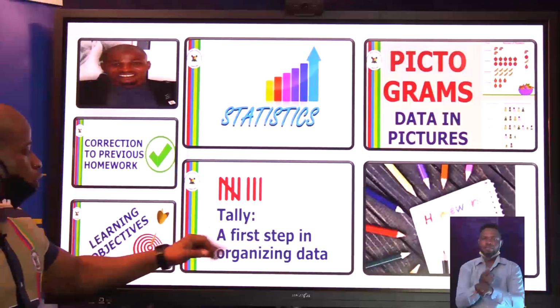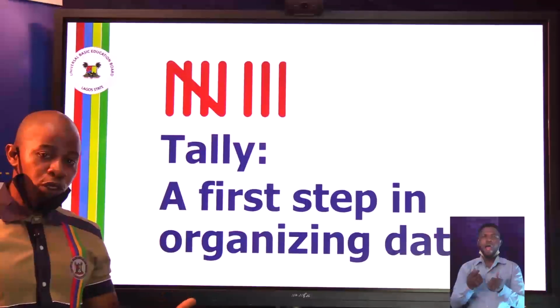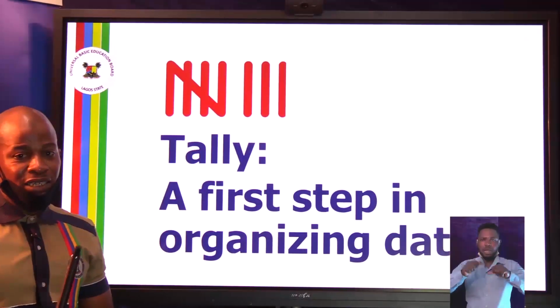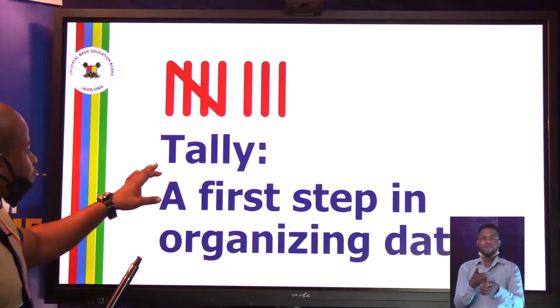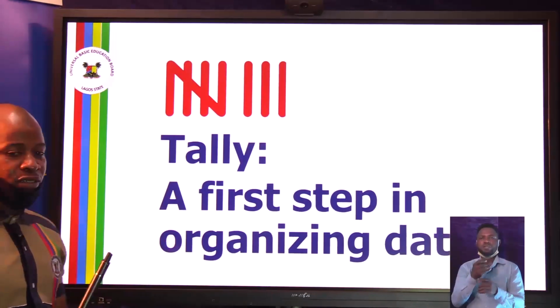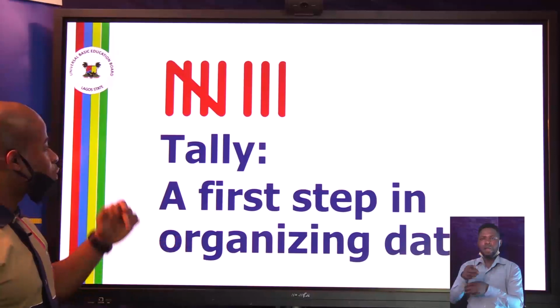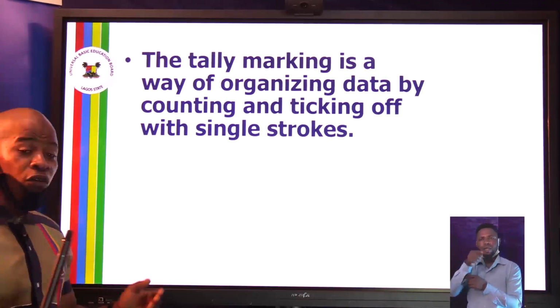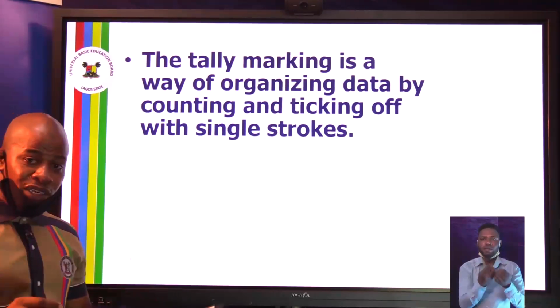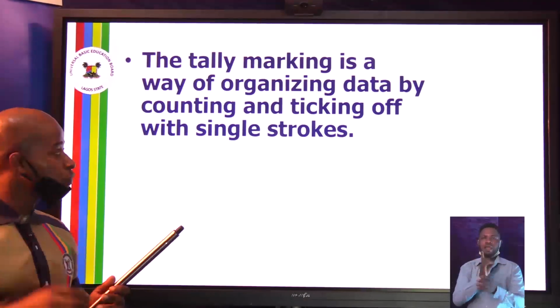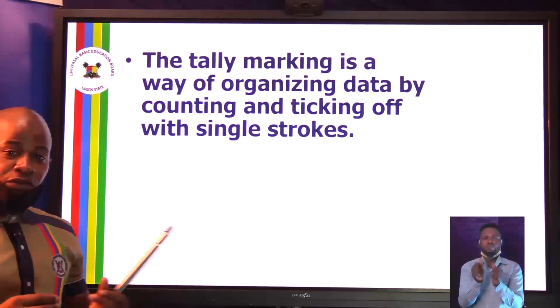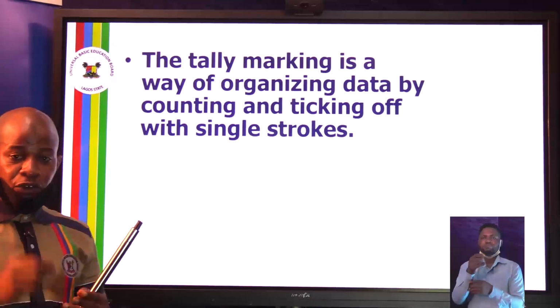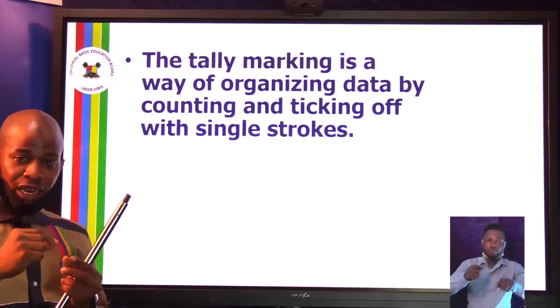Now, let's go into how we as pupils can organize data. The first one we want to look at is the tally method. It's the basic step. Let's see what that is all about. Tally marking is a way of organizing data by looking at that data and ticking off every item of data that you see. If you see a bicycle, you make a tick. If you see a car, you make a tick.